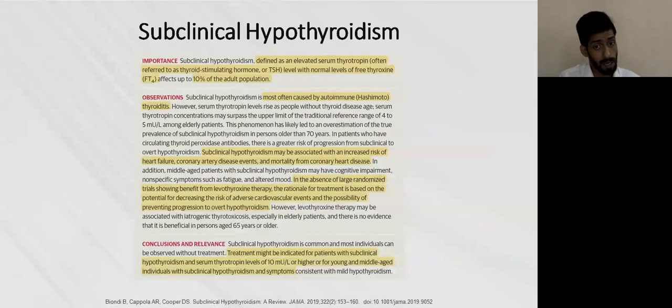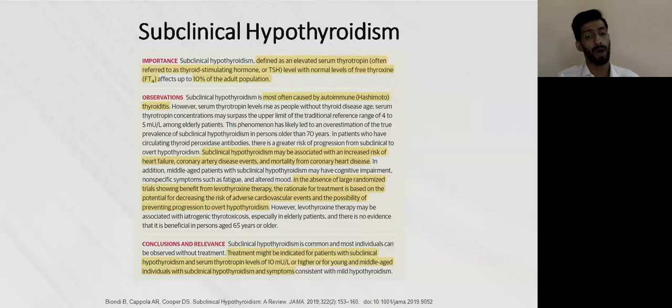So quickly going on to subclinical hypothyroidism, which is what we just described. Elevated TSH, normal FT4, 10% of the adult population. Most common cause is evolving Hashimoto's thyroiditis. Why is it important to even pick up subclinical hypothyroidism? We do not intend to treat them. It is very clearly shown that they are associated with a higher incidence of heart disease. Increased risk of heart failure, coronary artery disease, and atherosclerotic heart disease.